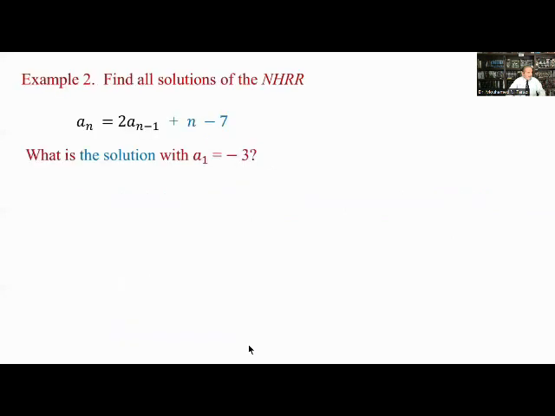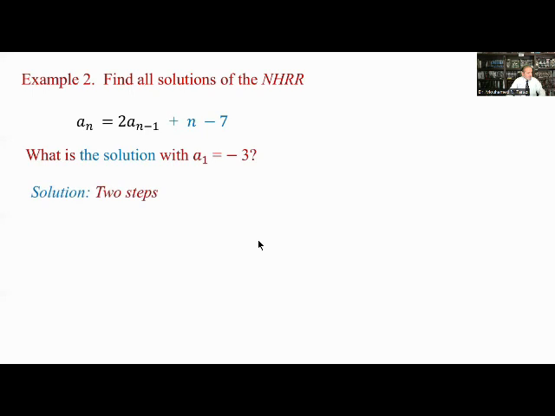Okay, let's take an example now. Find all solutions of the non-homogeneous recurrence relation. And here I also give a starting point, an initial condition. Again, you see this one here is non-homogeneous because of this term here. To solve this, we need to find a particular solution of all of this here, plus a general solution of this only. Let's see how that's done.